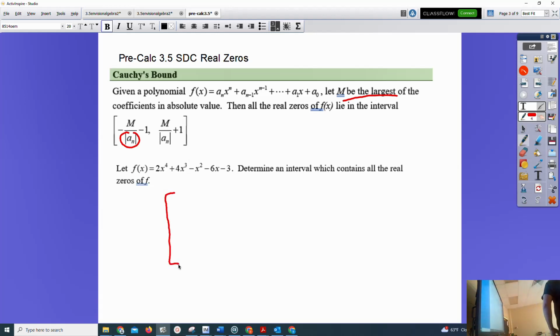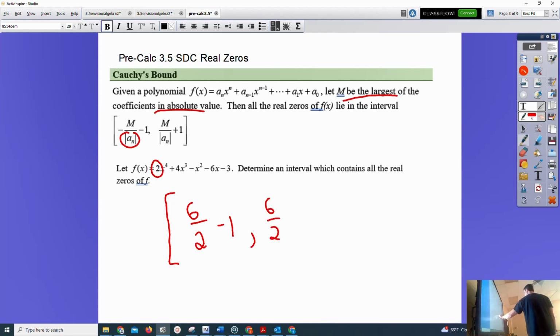If you look at your polynomial there, 2x to the 4th plus 4x cubed minus x squared minus 6x minus 3, what's the biggest number? 6. Negative 6. And notice the absolute value bars. It talks about absolute value. So Cauchy's bound would take 6, divide it by the first piece, 2, take 1. That's the left boundary. The right boundary is 6 over 2, plus 1.